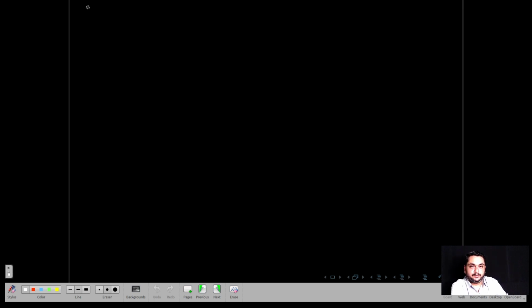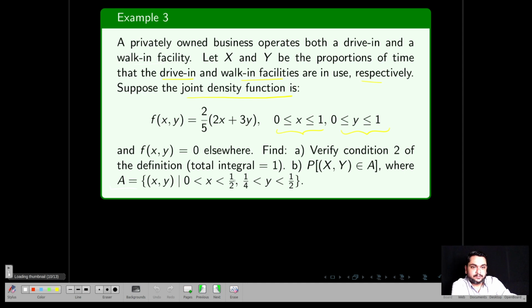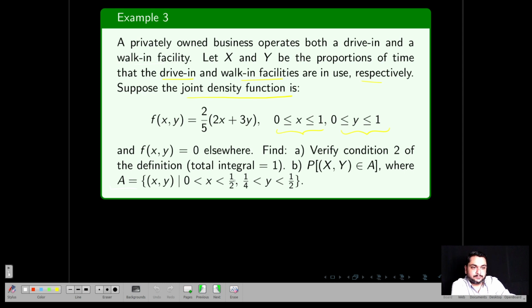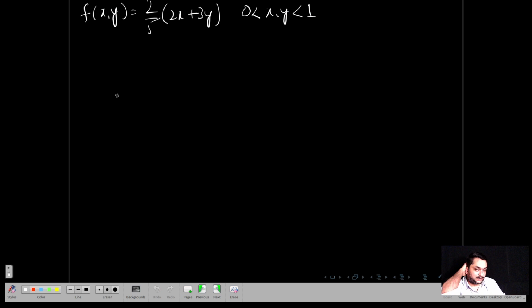So f of x comma y is equal to 2 by 5 (2x plus 3y), and both are in the range 0 to 1. Okay, so now how will you verify the PDF? So the PDF is given by what? For the integral in that area, f of x y should be equal to 1.